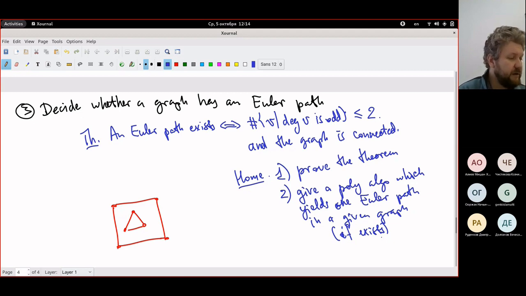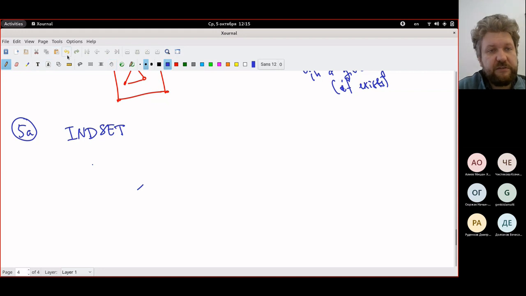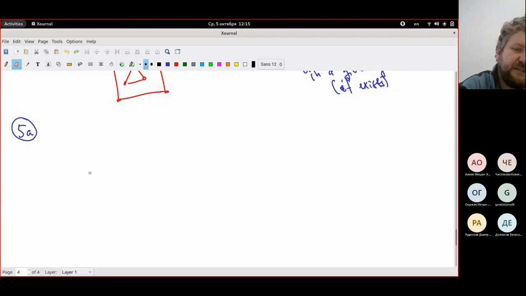Okay, and now we do 5A. So in 5A, you have the independent set problem. So let's do 5A, but the second part of it. They're symmetric, but nevertheless. We want to show that the problem of clique is reducible to the problem of independent set.